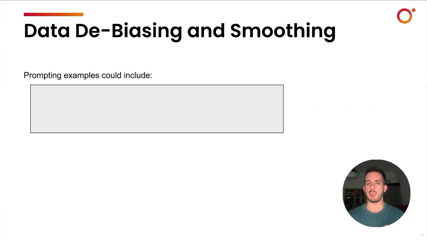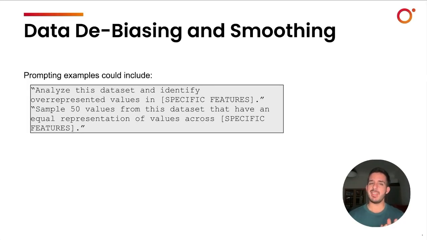So what are some examples of prompting when you are debiasing or smoothing with an LLM? You could say, for example, please analyze this dataset and identify the overrepresented values for this specific feature, such as customer location, customer income, or any other type of feature. Or, for example, you could also sample a sub-dataset of that main dataset that has equal representation of values, right? You can say, hey, please sample 50 values from this specific dataset that have an equal representation of values across these specific features. For example, job income and customer location. And the representation of other features doesn't matter at all.